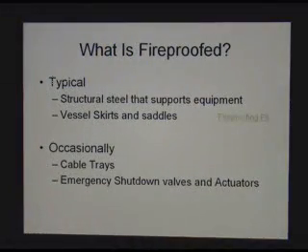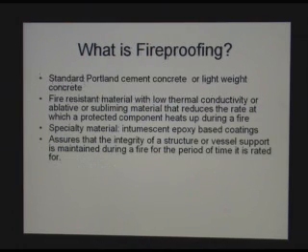Occasionally, we also have to fireproof cable trays if they have vital cables on them which are required for the shutdown process in an emergency. Also, sometimes you have to fireproof shutdown valves and actuators. Fireproofing can be done in many ways. The old-fashioned way is good old concrete, about 2.5 inches thick, which is cast around the structural members and performs really marvelously in a fire.